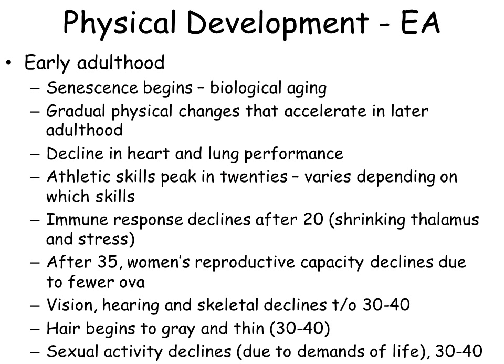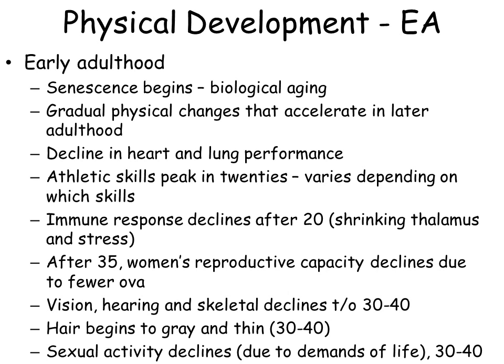Early adulthood. Senescence begins. This is biological aging. So wrinkles, your body starts deteriorating. You're going backwards. Gradual physical changes that accelerate later in adulthood. There's a decline in heart and lung performance. Look, you will never ever be the runner that you were under the age of 18 because there's going to be a natural decline. Athletic skills peak in the 20s, and it varies depending on which skill we're talking about.